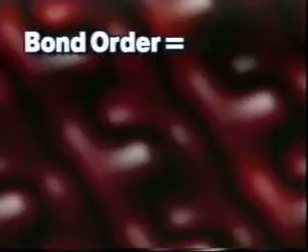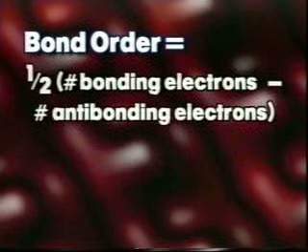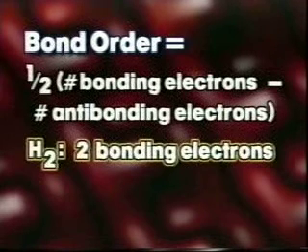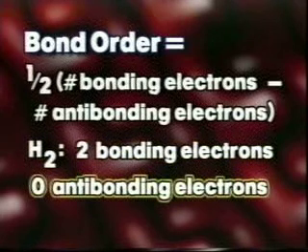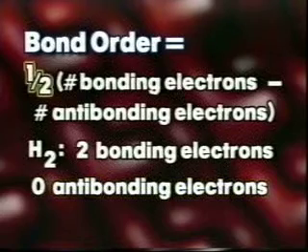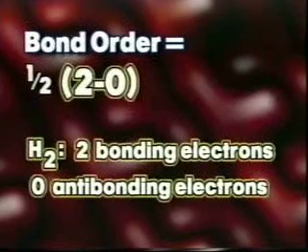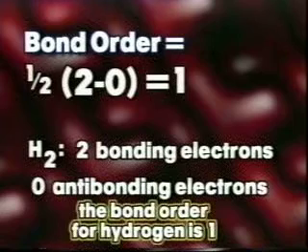Calculating bond order is pretty easy. Let's go back to the hydrogen example. Hydrogen has 2 bonding electrons and 0 anti-bonding electrons. So the equation we'll use to find hydrogen's bond order looks like this. 1/2 of the quantity 2 minus 0 equals 1. The bond order for hydrogen is 1.